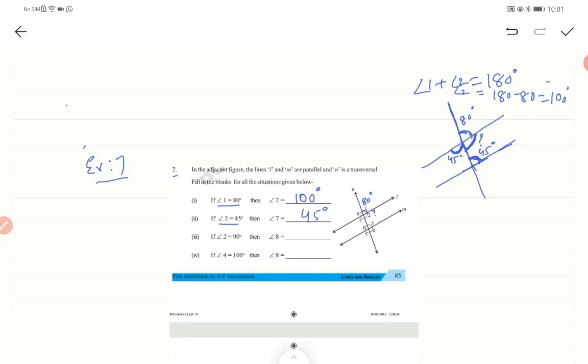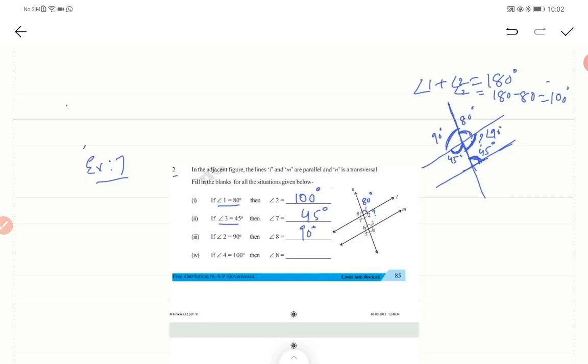Then angle 8 is how much? If this angle 2 is supposed to be 90 degrees, then obviously this angle will also be 90 degrees because they are vertically opposite angles. So this will be 90 degrees.